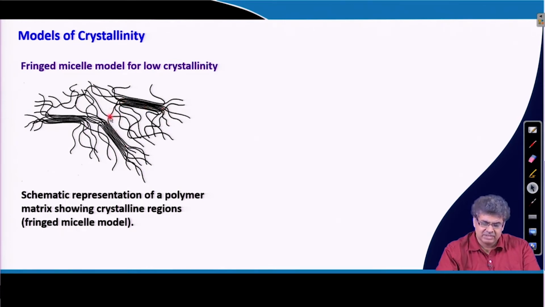For example, this particular chain is part of this crystalline domain as well as this crystalline domain, and these are kind of micelles, what we have learned in our colloids classes, that they form a kind of self aggregation. In this case, this is a crystalline domain and these are amorphous domains.